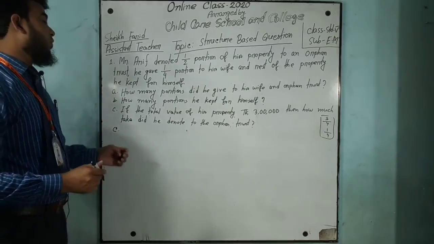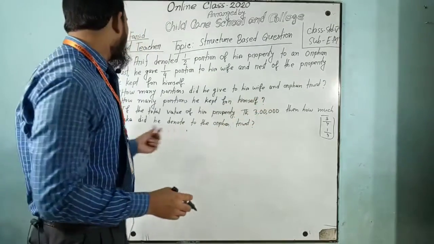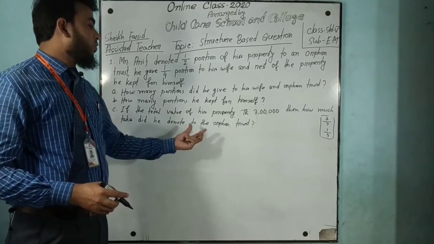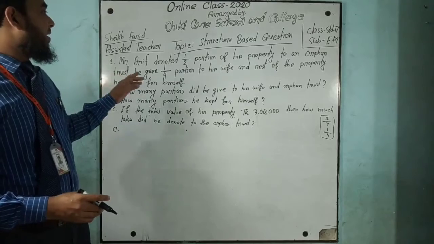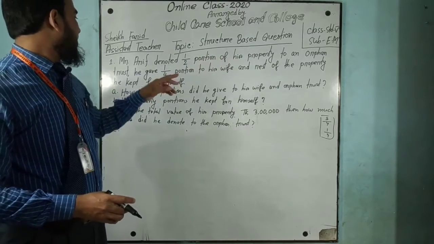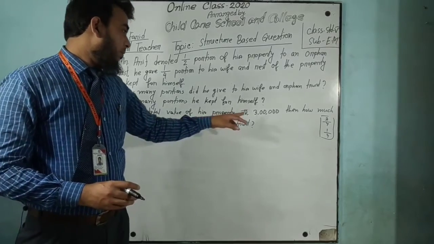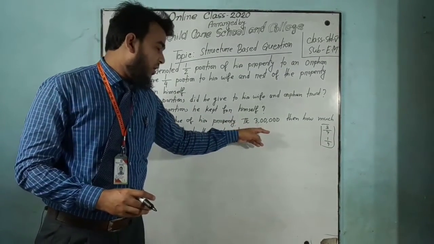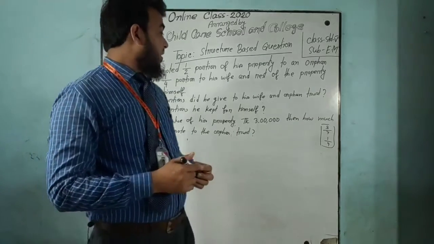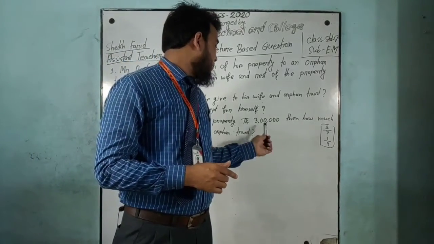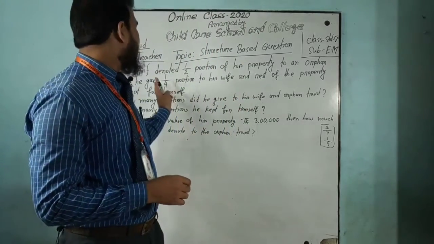Look here, if the total value of his property is taka 3 lakh, then how much taka did he donate to the orphan trust? From the question we get this: he donated to the orphan trust 1/2 portion, and the total value of his property is 3 lakh. We have already discussed this. His total property we can say is 1 portion, and he gave to the orphan trust half portion.